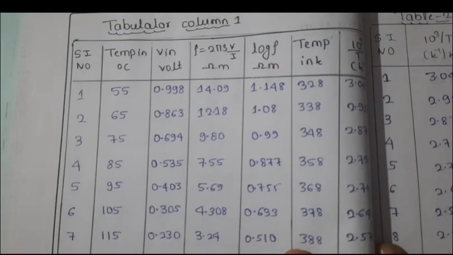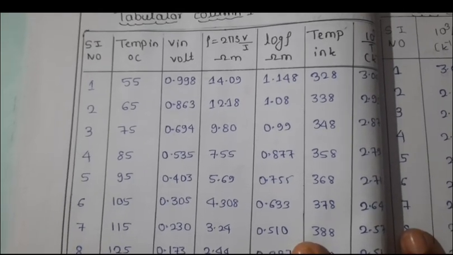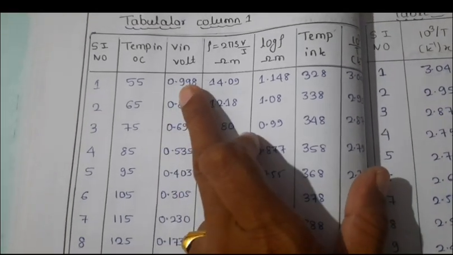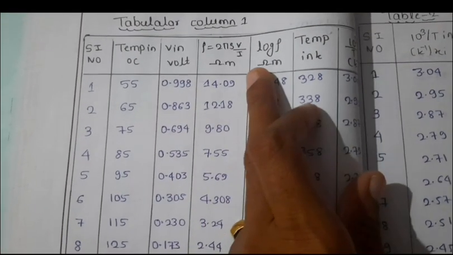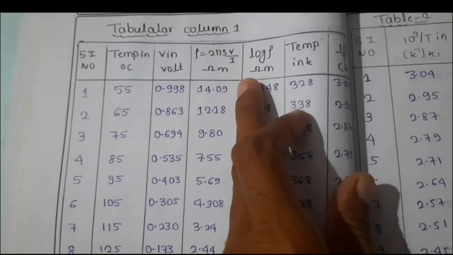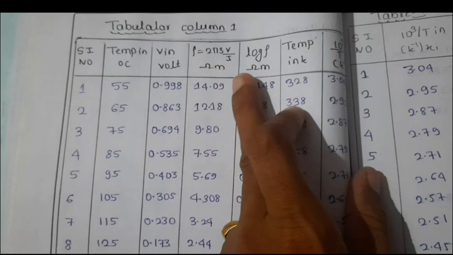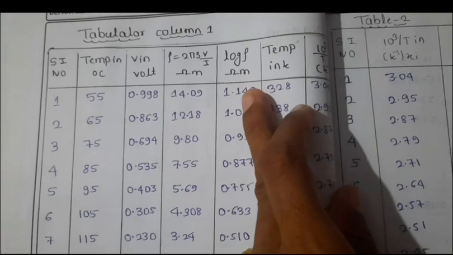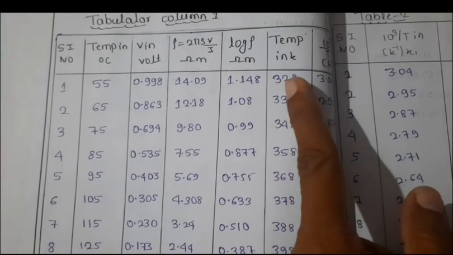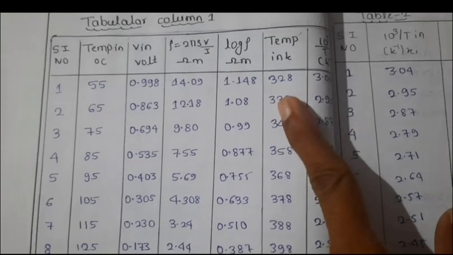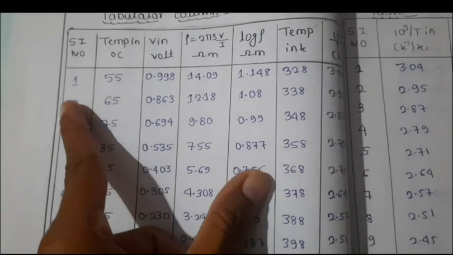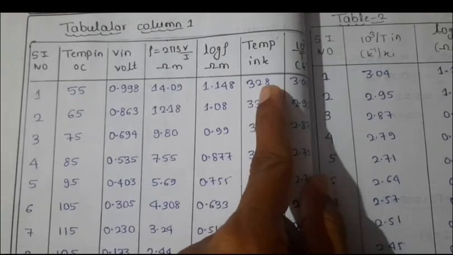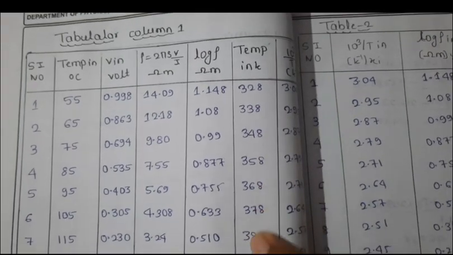Tabular column for this experiment. Temperature you should note down from the digital temperature indicator in degree Celsius, and the corresponding voltage from the 4 probe setup. The resistivity you can calculate using the formula 2 pi S into V by I, and then take the log of the resistivity. The temperature you have to convert into Kelvin: you add 55 to 273, you will get 328 Kelvin. Like that you should convert into Kelvin.